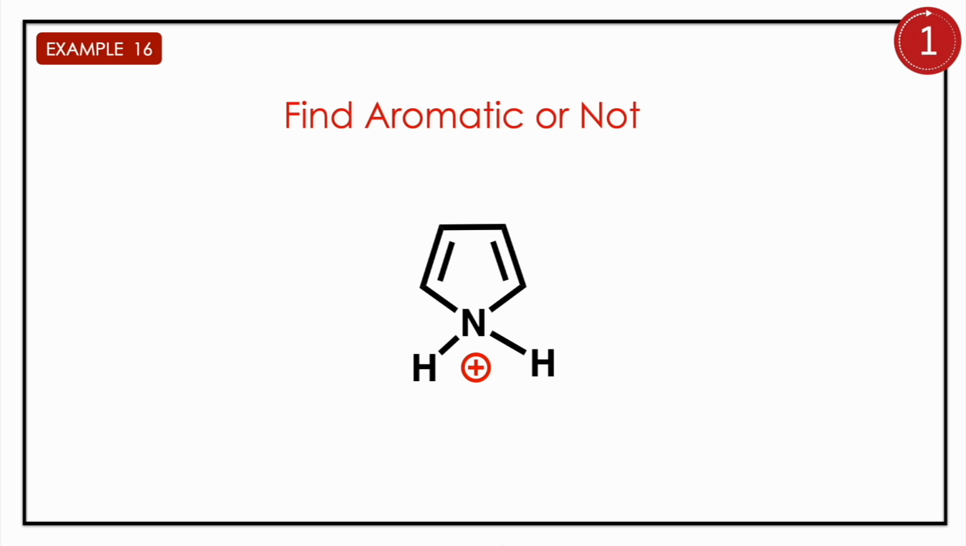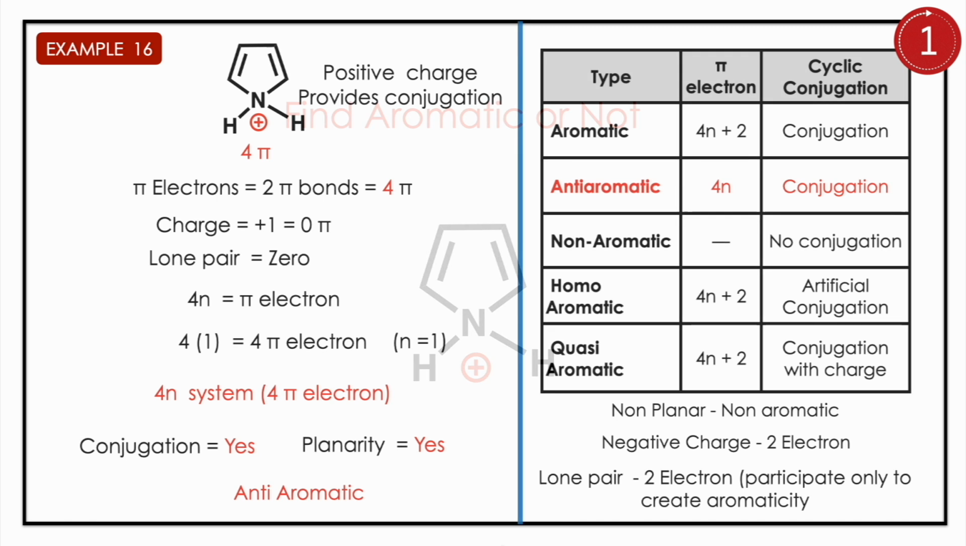Then the next example. Here you have cyclopentadiene with a heteroatom, nitrogen. It is a pyrrole with a cation. You have two pi bonds and a nitrogen cation. You should find whether the compound is aromatic or not. Here you may think that the compound is not aromatic, but the cation provides the conjugation, giving the anti-aromaticity.